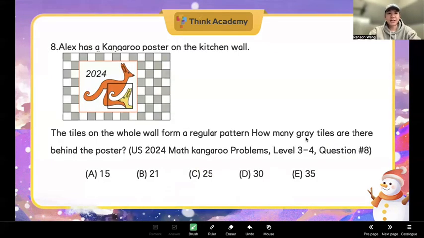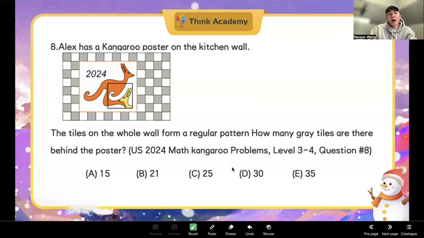Okay, for the eighth question, Alex has a kangaroo poster on the kitchen wall. The tiles on the whole wall form a regular pattern. So we want to know how many gray tiles are there behind this poster. As you can see, the tiles actually have a pattern. If you look vertically, if the top one is gray, then the next one is definitely white, and then gray, and then white. Horizontally, it's the same thing. If the first one is white, then the next one is definitely gray. So this is the pattern.